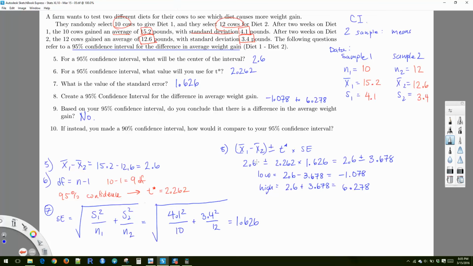Okay, so we actually don't even need to find a t-value here. What we can do is look at our confidence interval, and we see that our confidence interval contains 0. It's not entirely positive, it's not entirely negative. So we write our confidence interval contains 0. So we do not have evidence that there is a difference in average weight gain.